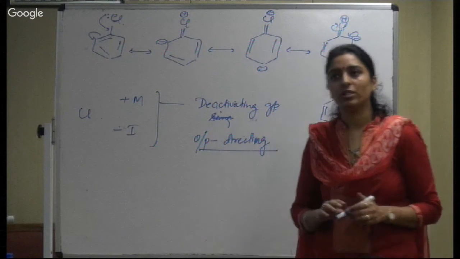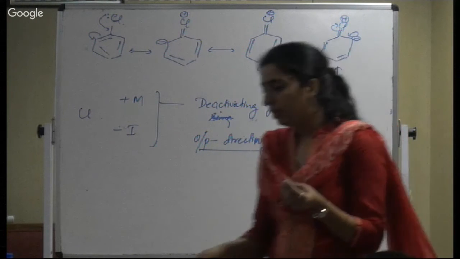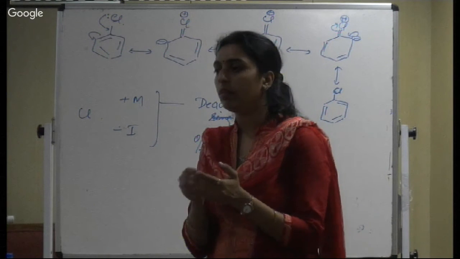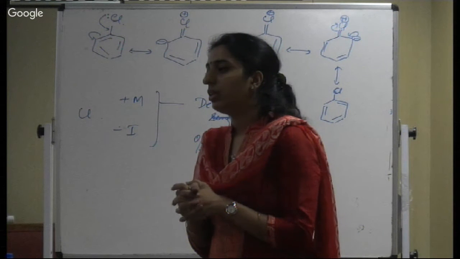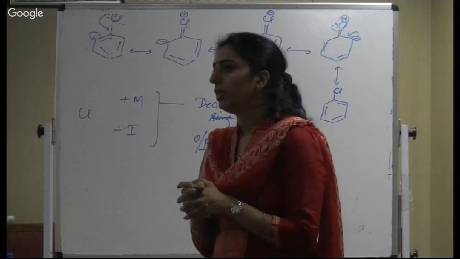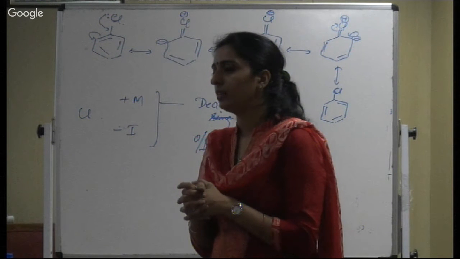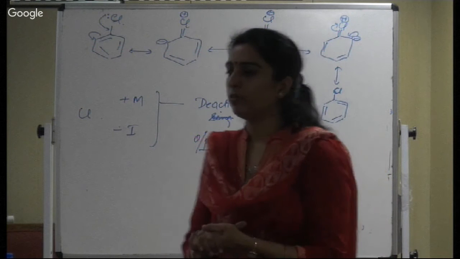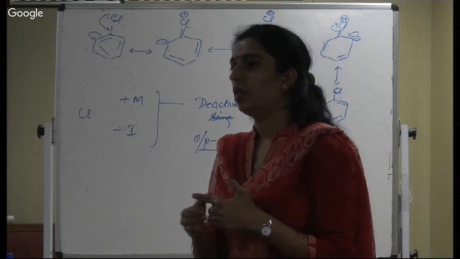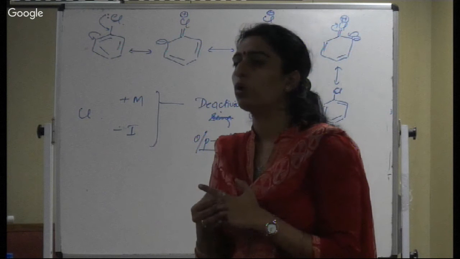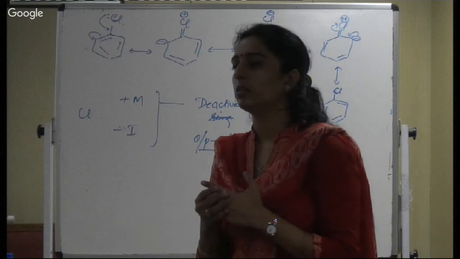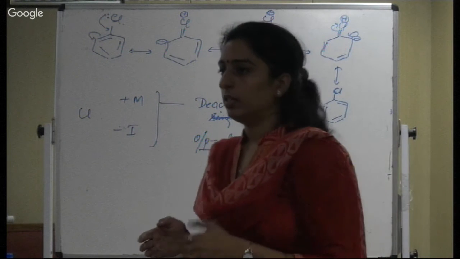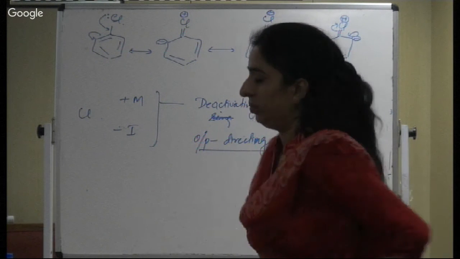Can you write down one question? Out of the two, which will undergo electrophilic aromatic substitution faster? Chlorobenzene or toluene? In which case will nitration be faster? Chlorobenzene or toluene?